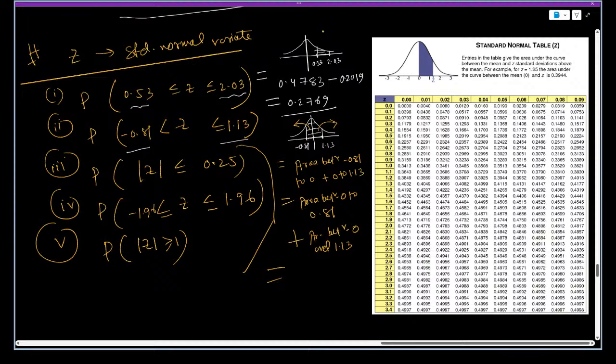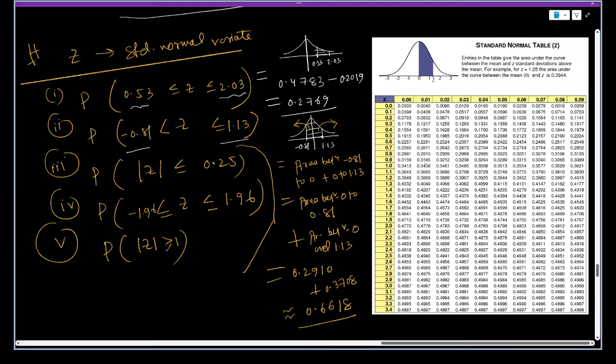The value at 0.81, you just check. Kept it open for you. 0.2910. This plus the area between 0 and 1.13. 1.13 is there, so it is 0.3708. Alright. You just add these two. Approximately it's coming like that. Clear? Hope you have understood.